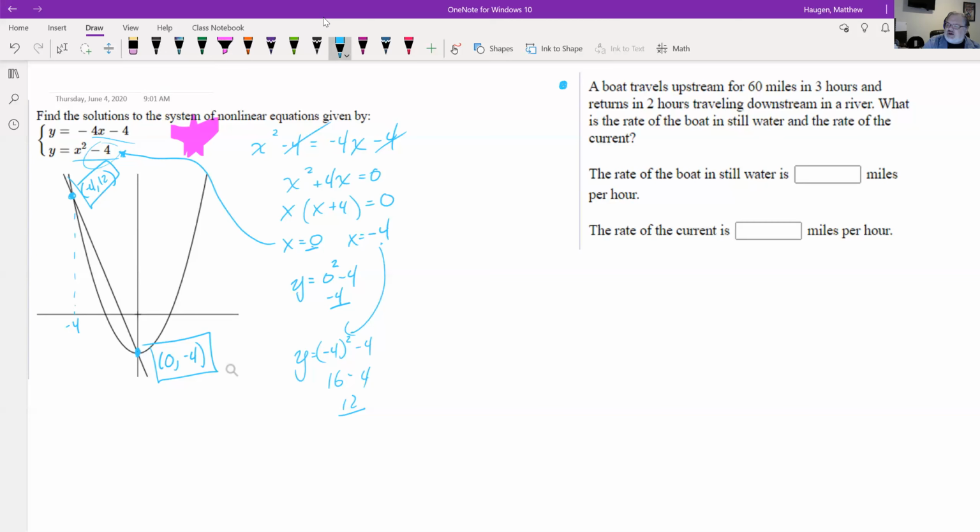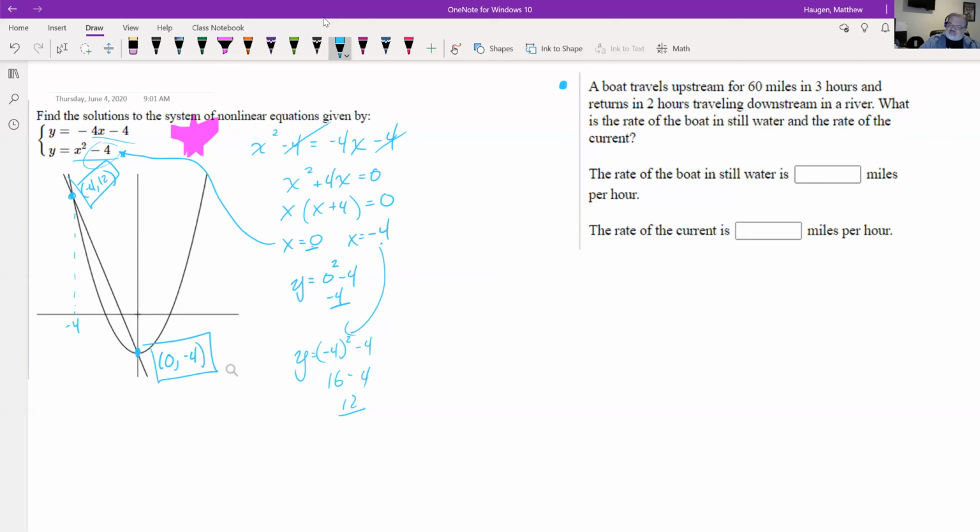Do you guys want a little time to play with that word problem, or you want to dive into it? Why don't we just dive into it?